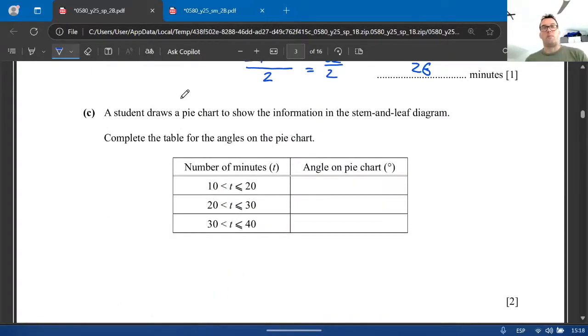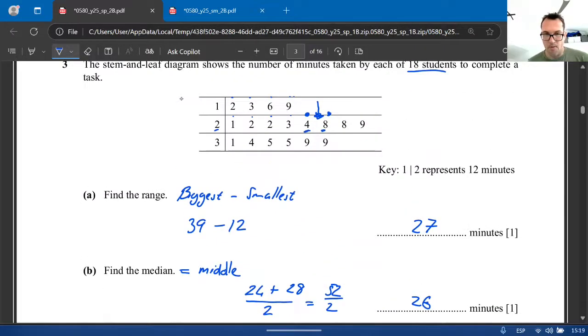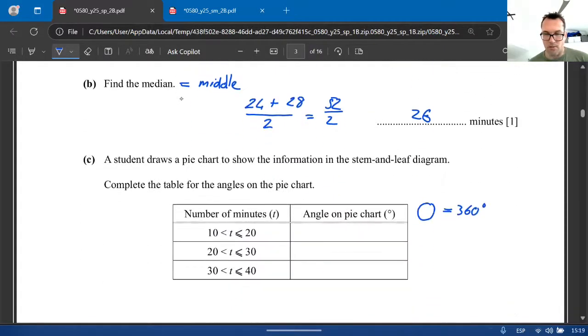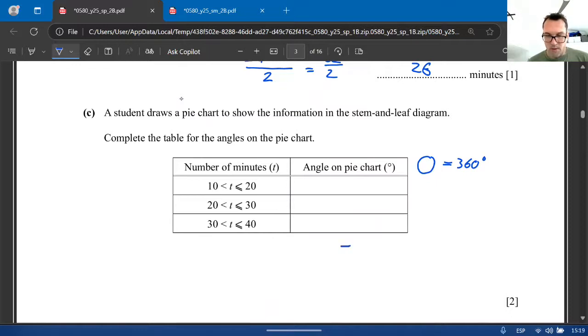Then we get to the pie chart. Okay, remember what is a pie chart? A pie chart is a circle, and a circle is always 360 degrees. So we need to know that all these numbers, because it represents all the people, all 18 of them, need to add up to 360. And each one of these sections need to get their slice of the pie.